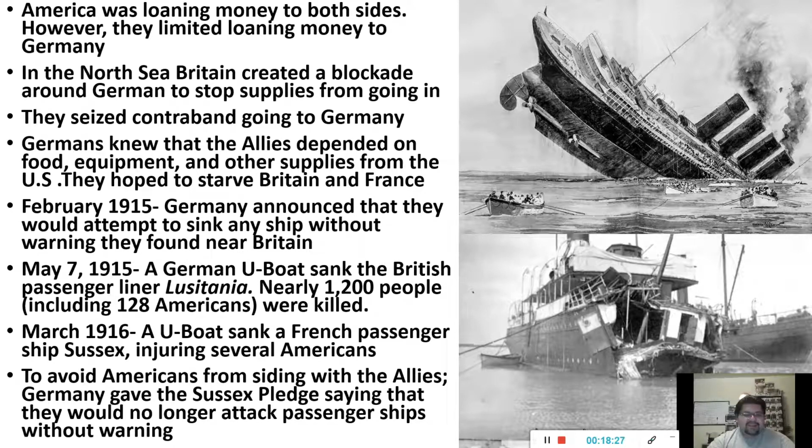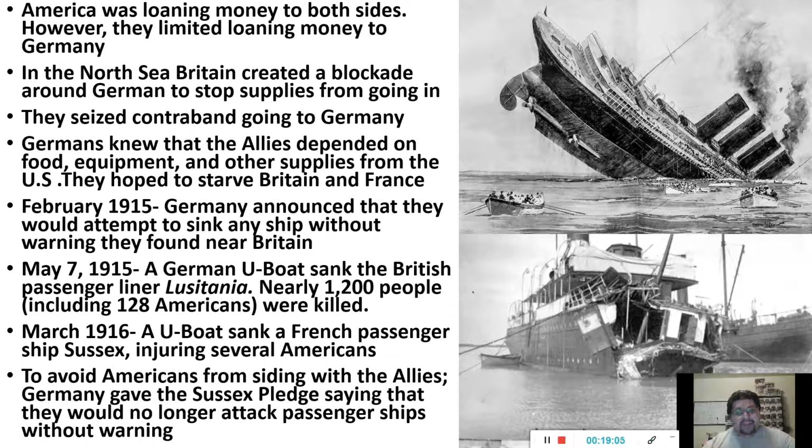In March 1916, a German U-boat sank a French passenger ship called the Sussex, and it injured several Americans. Now, that's the actual picture of it at the bottom. It didn't sink it, but it destroyed a good chunk of it, and it was able to limp into the next harbor. Okay. Problem is, with these two passenger ships sinking and attacked by German U-boats, the wave of Americans saying we should go to war against Germany started leaning more and more towards this way.